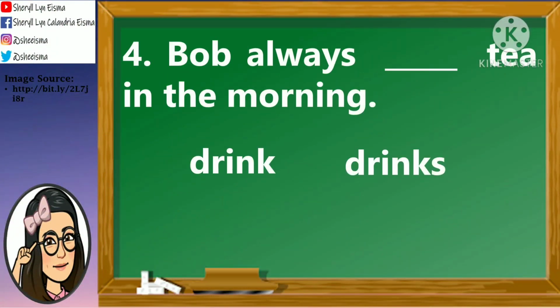Number 4. Bob always blank tea in the morning. The choices are drink and drinks. Excellent! The correct answer is drinks. Bob always drinks tea in the morning. The subject of the sentence is the word Bob, and it is singular. That is why we add s to the base form of the word drink.